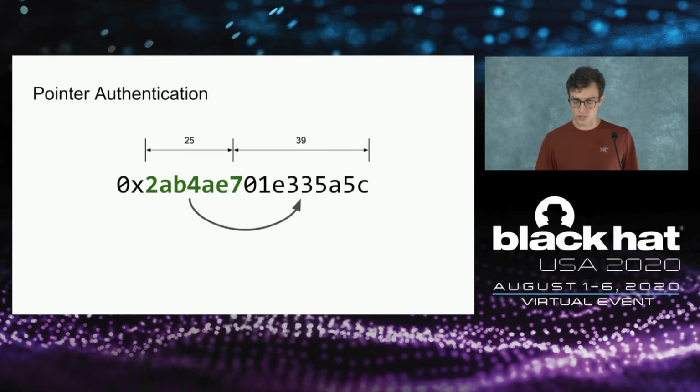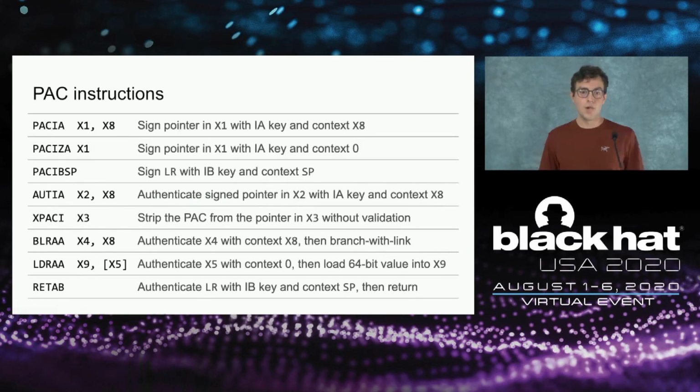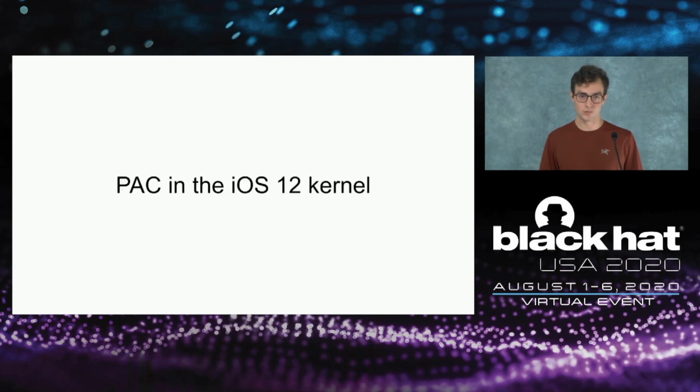And what that allows us to do is basically ensure that these pointers can't be tampered with during the operation of the kernel, even if you have a kernel read-write primitive. If an attacker tries to modify these pointers, that should result in the use of this pointer causing a kernel panic. So there are a number of different instructions which are provided by the ARM architecture. I'm not going to go into these in detail, but these are the instructions that you use to manipulate pointer authentication codes.